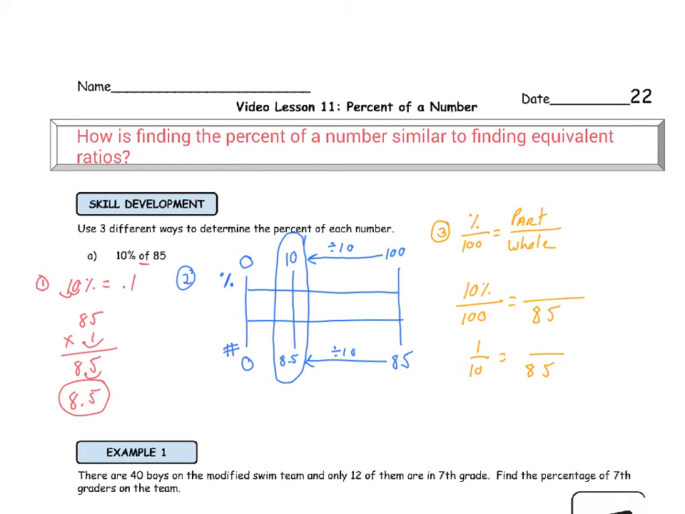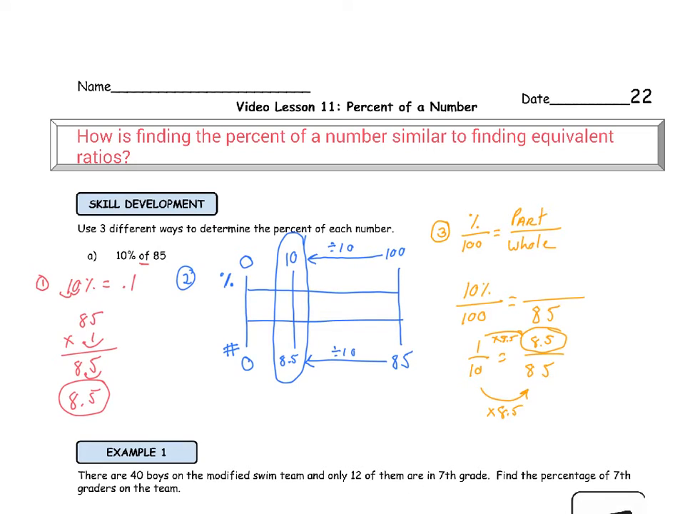Now, can anyone tell me the factor between 10 and 85? Well, 10 times 8.5 is 85. 1 times 8.5 is 8.5.